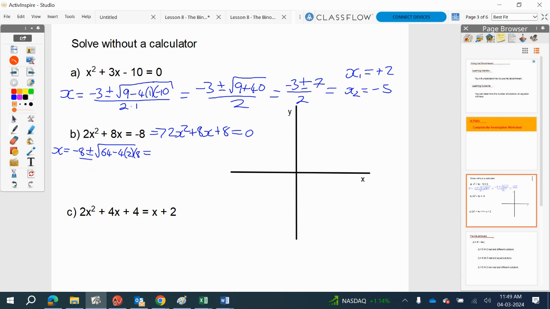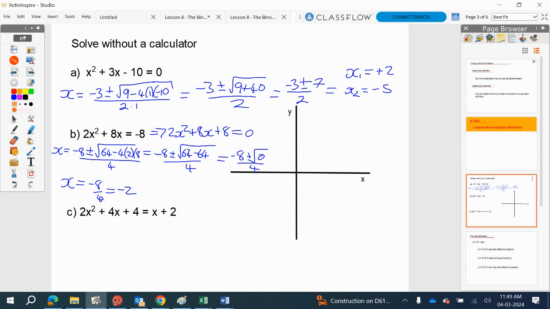All over 2a, which is 4. This gives us minus 8 plus and minus the square root of 64 minus 64 over 4, which is minus 8 plus and minus the square root of 0 over 4. So in this case, we get x is equal to minus 8 over 4, which is minus 2. We only get one answer. We don't get two answers.